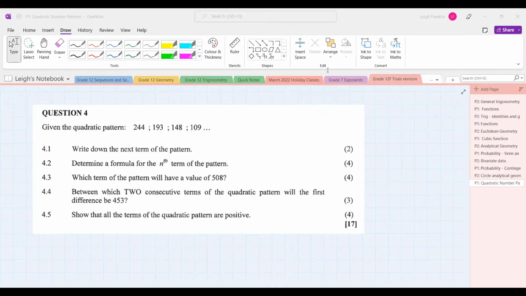But certainly what we can do is we can get this down, or you could do it on your calculator, and you could say, all right, so our first term is 244, our second term is 193, our next term is 148, and the fourth term is 109. So what we want to do is take term 2 and subtract term 1. So term 2 minus term 1. So 193 minus 244, what's it going to leave us with? We take 193 and we take away 244, what do we get?